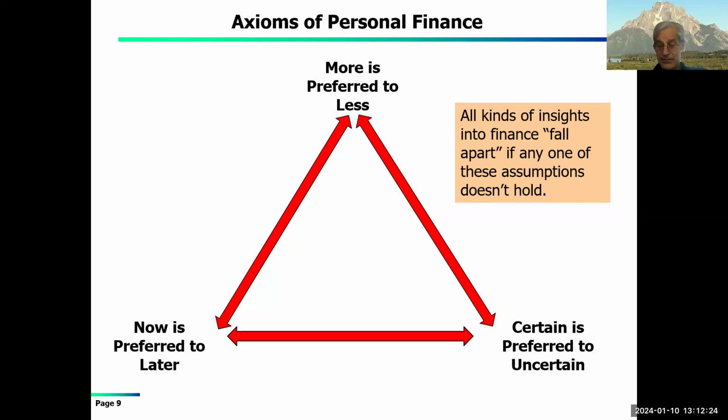The other axiom is now is preferred to later. And the final thing is, in terms of financial instruments, certain returns are preferred to less certain or uncertain returns. And you'll see how these three axioms play out in virtually most of the financial instruments that we'll be looking at and talking about in the course.